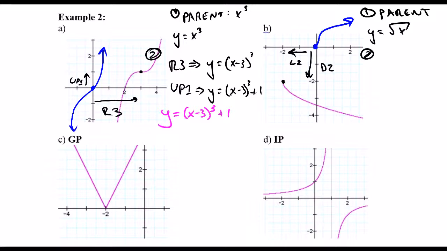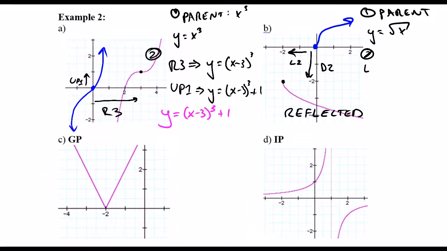So now that we know we've gone down 2 and left 2, there's one more piece. It's upside down. So what does that mean? It reflected. It's upside down. It's reflected.